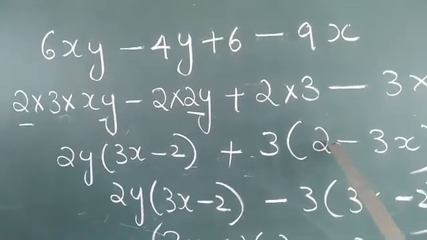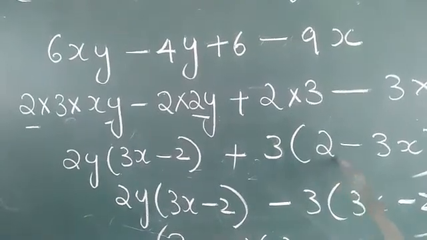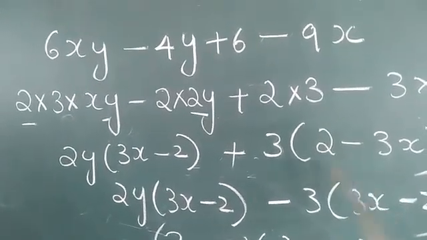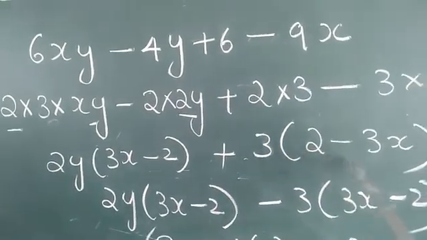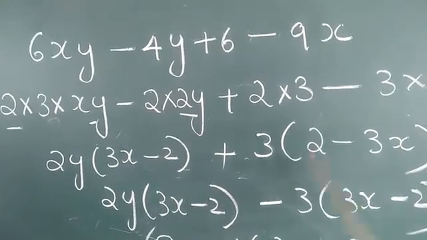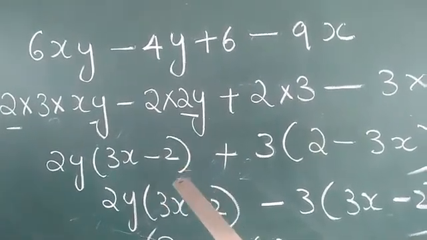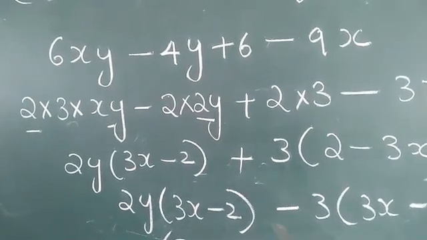So we have to change this factor like this one. Here it is 2 minus 3x. How can we write this as 3x minus 2? This 2 is positive here, it is negative. But here 3x is positive and 2 is negative. So we are taking the negative outside.